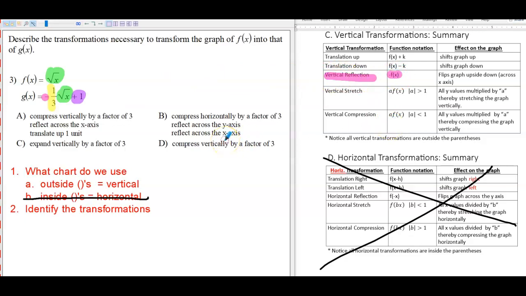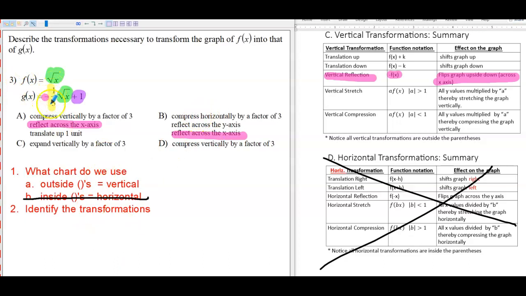Now, this chart is going to say it a little bit differently than vertical reflection. It's going to say a vertical reflection means that it's being flipped across the x-axis. So which one of these says that it's being reflected or flipped across the x-axis? Well, I see that right here, and I also see it right here. So there are 2 options that have reflections in the x-axis. So far, it's either A or B. Let's go ahead and take a look at the other one now.